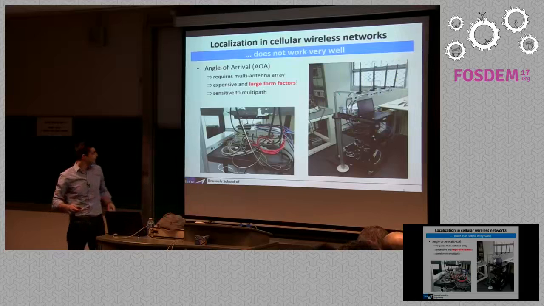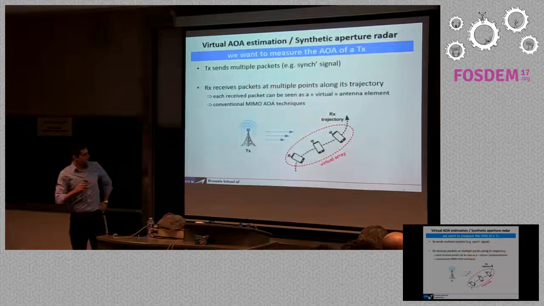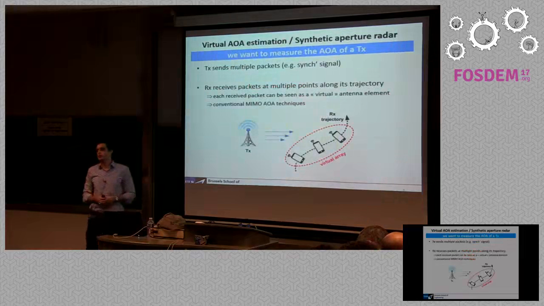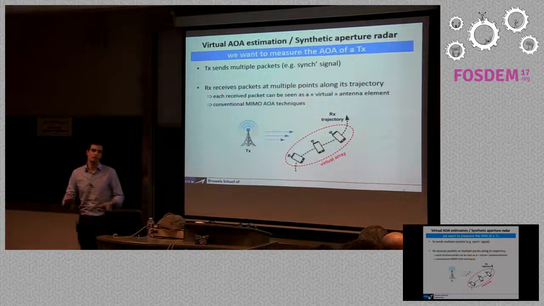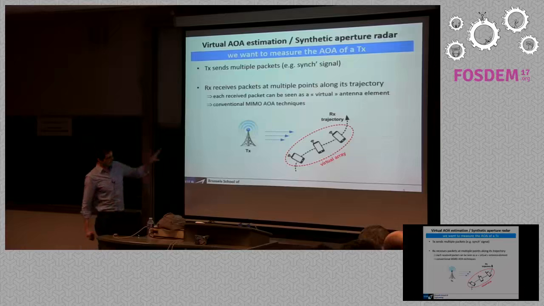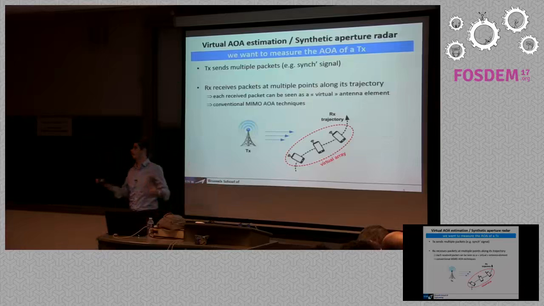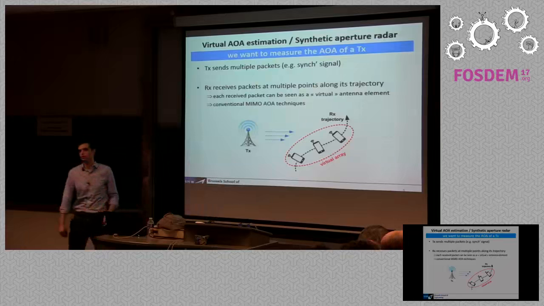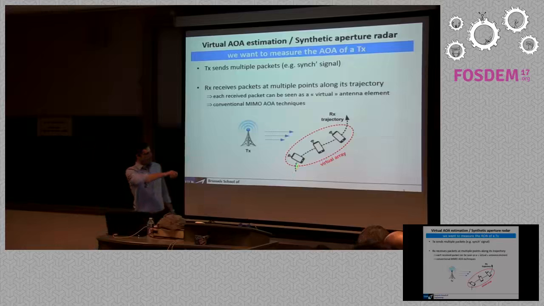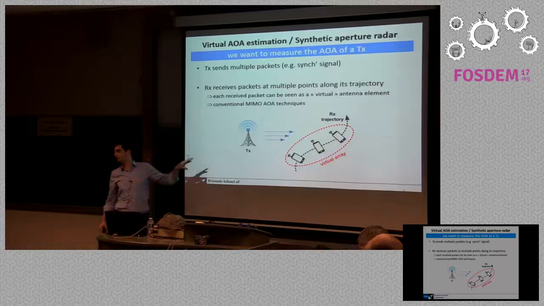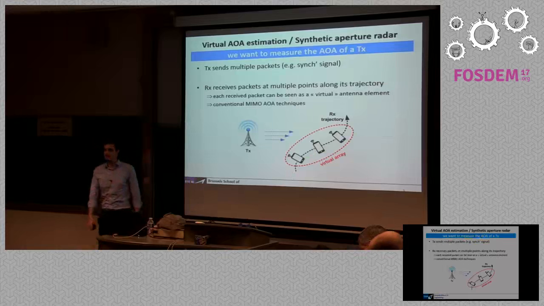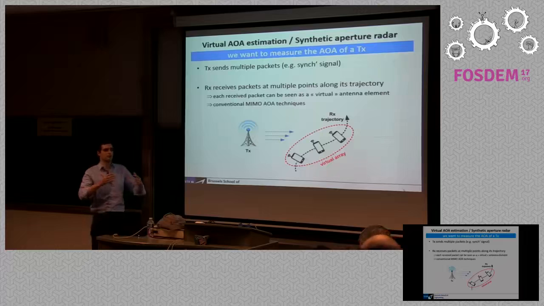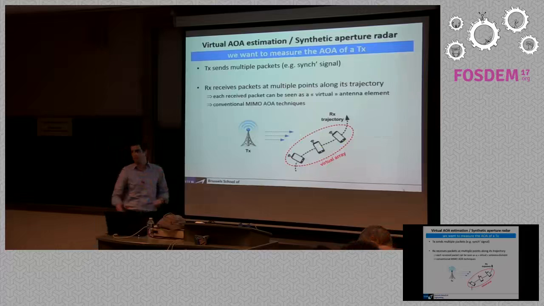So this talk presents a way of doing angle of arrival estimation with a single antenna and combining this with IMU signals, which every cell phone has nowadays. So the idea is the following. Imagine you have a transmitter which is sending a periodic signal or just multiple signals, and you know the header of that signal, which would be the case in any practical standard. As your receiver is moving around, it receives several of these different data packets. And you can see each received data packet as a virtual antenna element. And you can combine the signal from these different received packets to determine the direction of your transmitter.